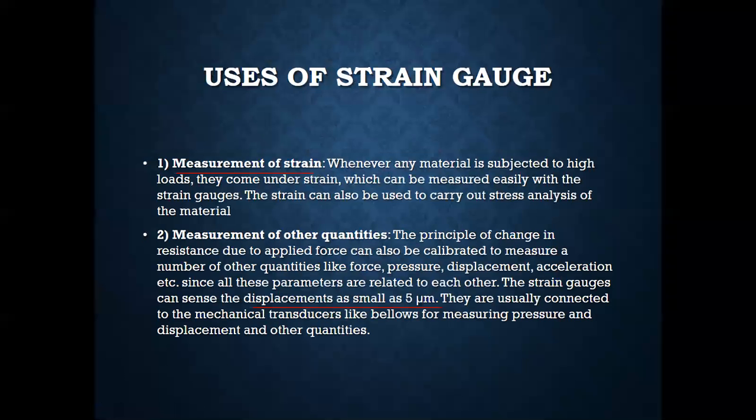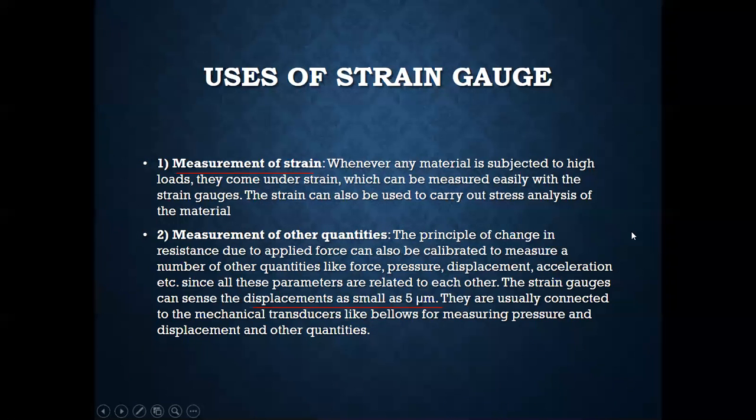Uses of strain gauge. What is the use of a strain gauge? Measurement of strain. Whenever any material is subjected to high loads, it comes under strain, which can be measured easily with the strain gauge. So if a high load is applied and we want to measure it, we can use a strain gauge. Carry out stress analysis of the material. For stress analysis in experimental R&D also, we are using strain gauges widely for the stress analysis of mechanical material.